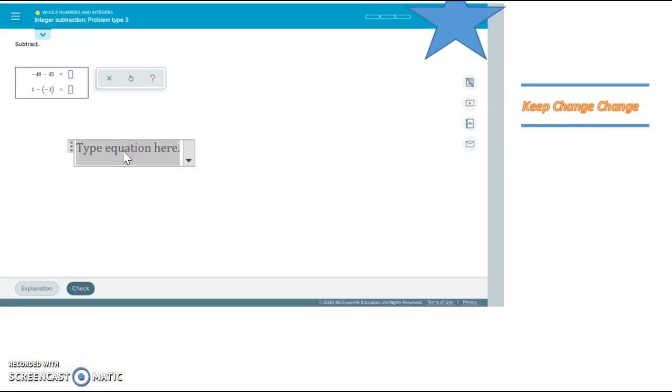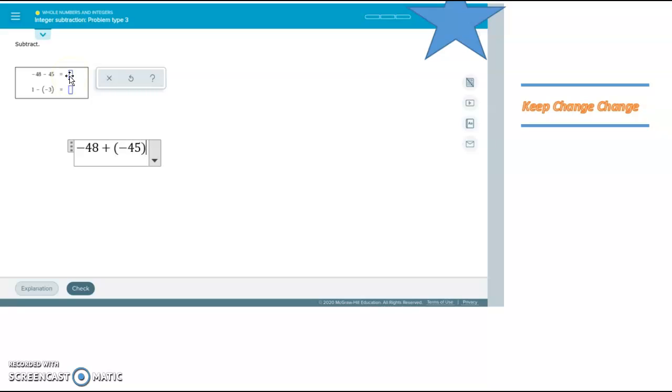So basically what we're going to do is we're going to keep the first number, and for number 1 we have negative 48. So we're just going to keep our negative 48. Then we're going to change the sign. What's our sign? It's a negative, so it's going to be a positive. Next, we're going to change our next number, which is 45. We're actually going to make that a negative 45.